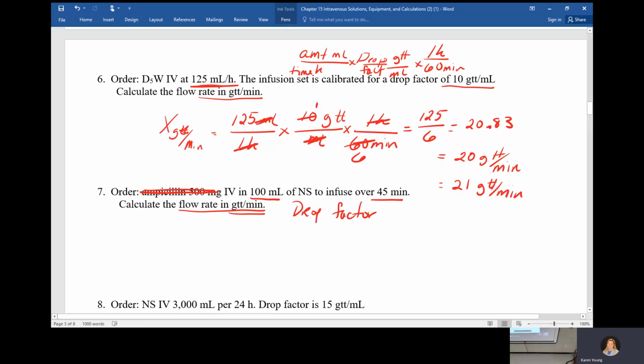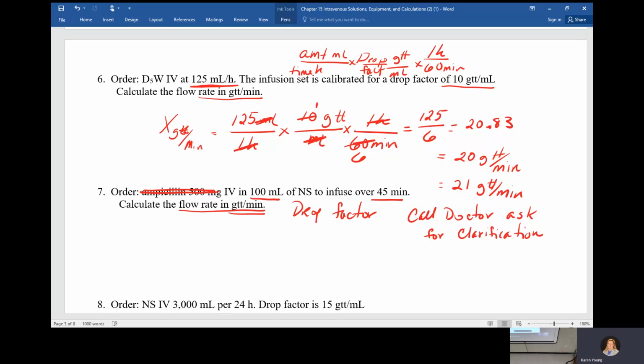So what do we do if it's missing the drop factor? Contact the doctor. Call the physician. Ask for clarification. Call doctor. I can't spell physician. I can spell physician, I just don't want to. Ask for clarification. Doctor is easier to spell. So call doctor, ask for clarification.